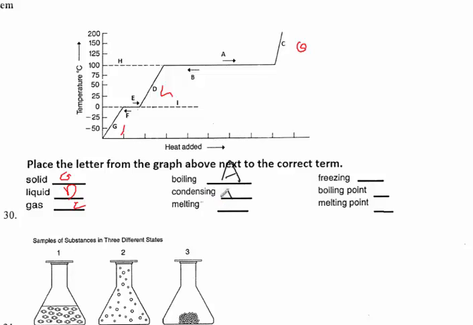And it's condensing when it's going in the opposite direction. You see B, that's condensing. Melting would be when it's going in the direction of E. Freezing would be when it's going in the direction of F. And the boiling point, of course, is H. And the melting point is this letter right there. Looks like a H-I. That's probably I. Or maybe L or I. Okay.